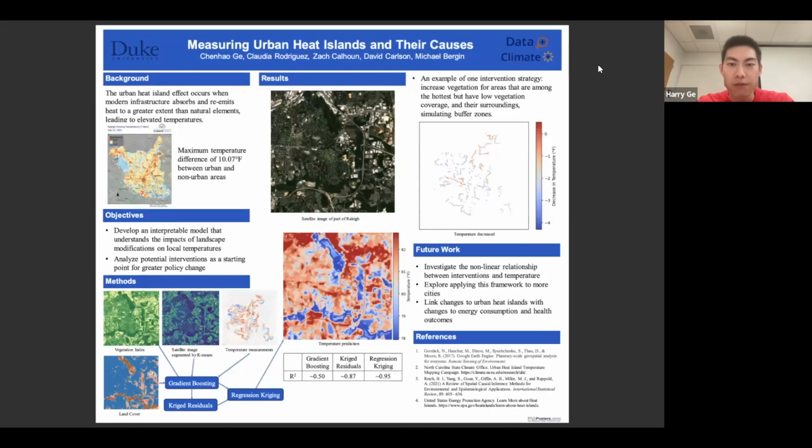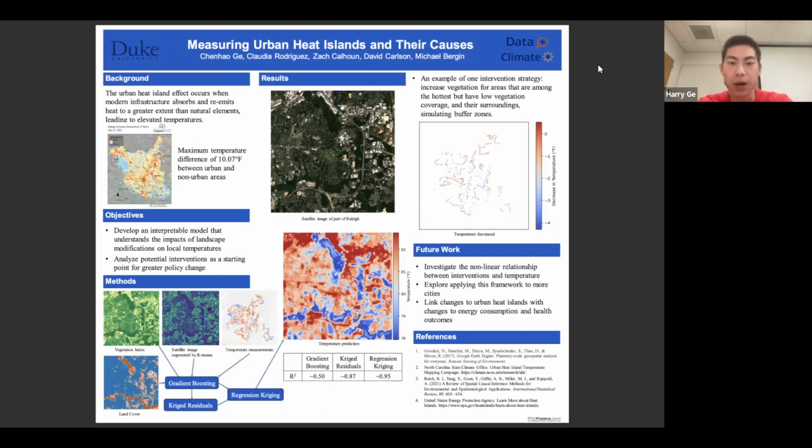Now, the first graph in the middle column is an actual satellite image of part of Raleigh. Below it, we have the temperature predictions from the regression Kriging model, which is a combination of the previously mentioned gradient boosting model and Kriged residuals model. Roughly, we can see the greener areas tend to have lower temperatures, and areas with higher population density tend to have higher temperatures, which makes sense intuitively.